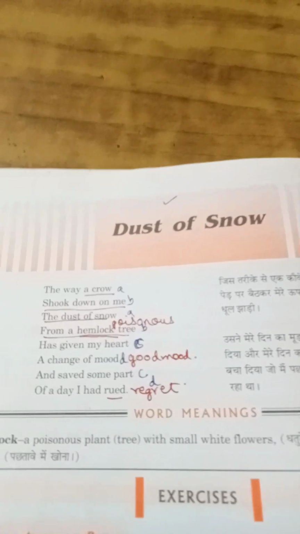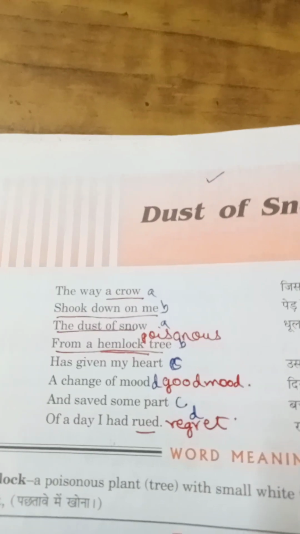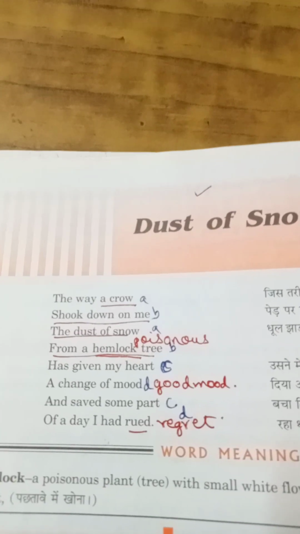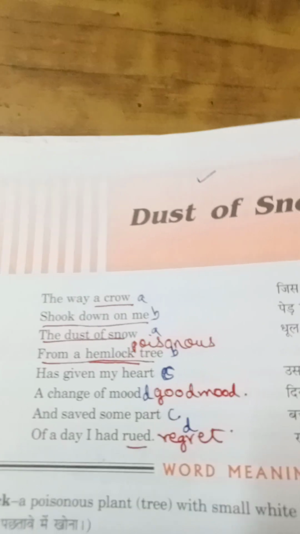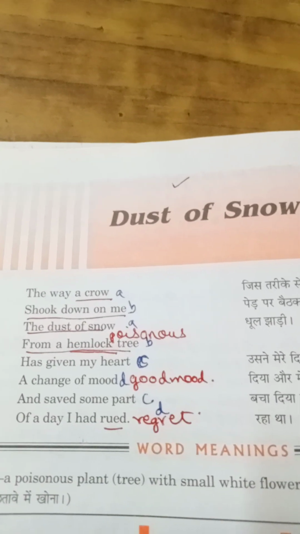The way a crow shook down on me, the dust of snow from a hemlock tree. It means that the poet is talking about a winter day when all the treetops were covered in masses of snowflakes. The poet was walking under one such snow covered tree.